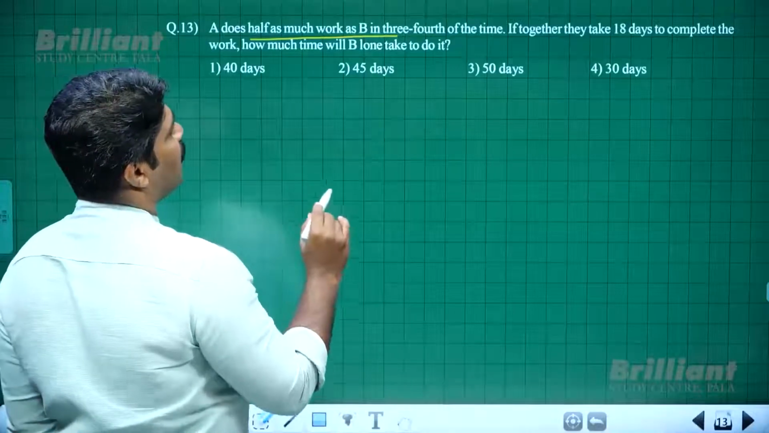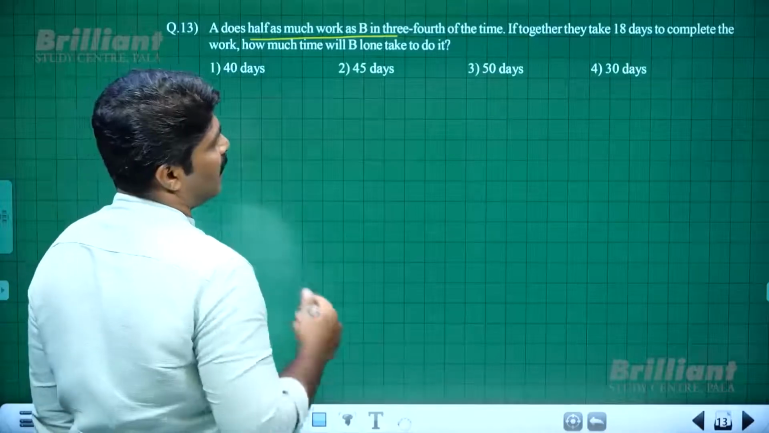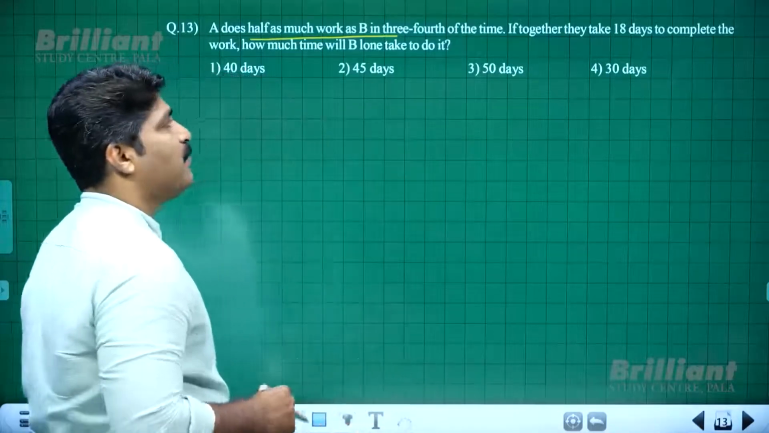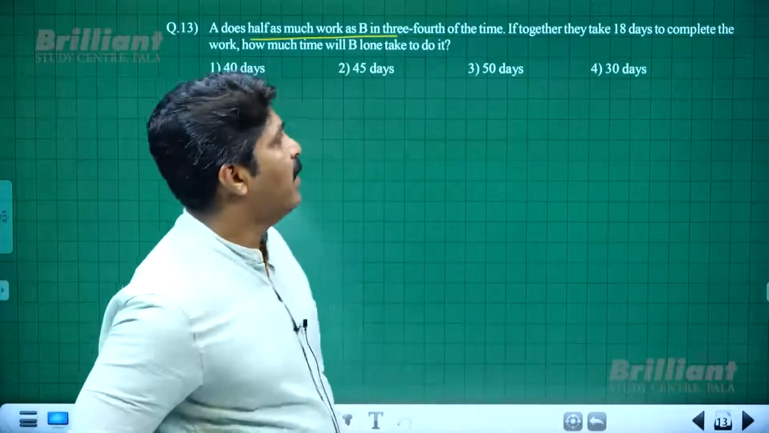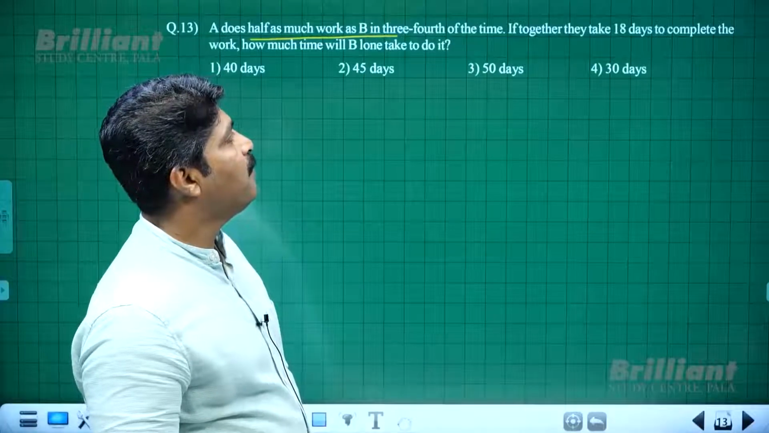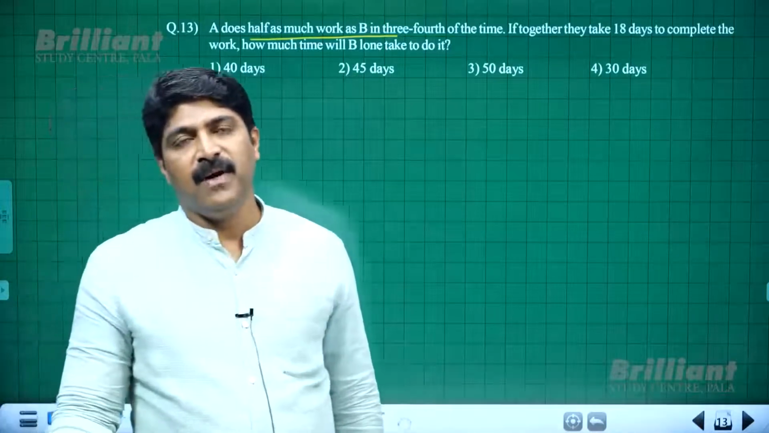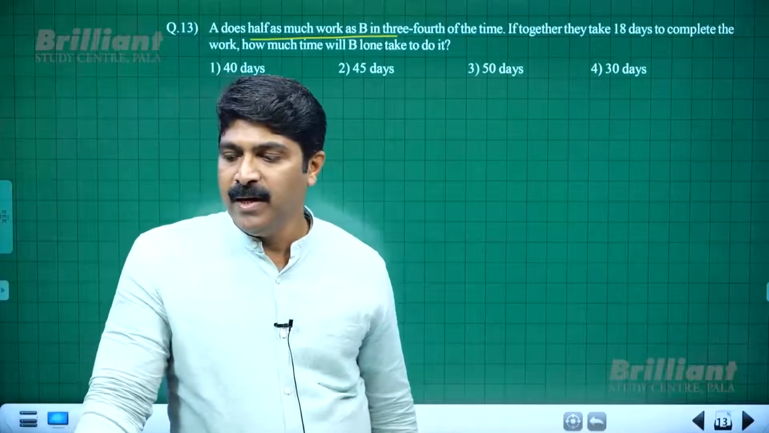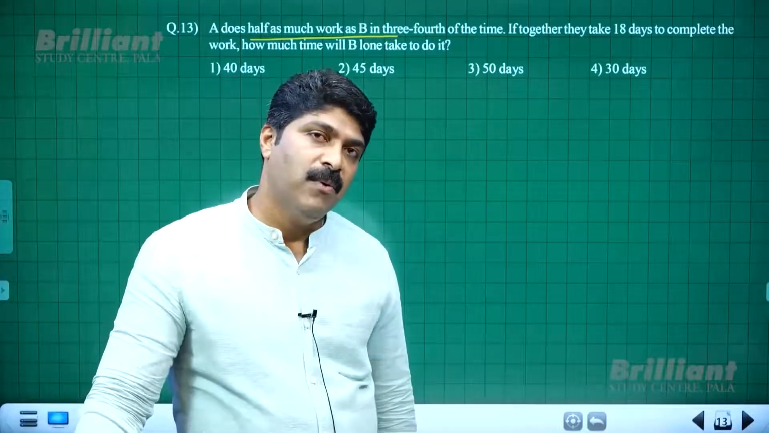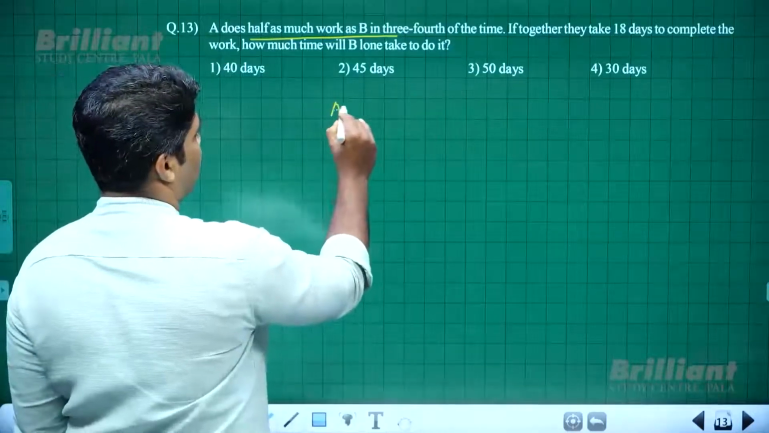So A does half as much work as B in 3/4 of the time. Got it? So A is doing half as much work as B in 3/4 of the time. Then we have to consider A does half the work of B in 3/4 of the time. At that time we just consider it as A does the full work of B in what quantity of time, like that. So therefore I just give it in a different way.